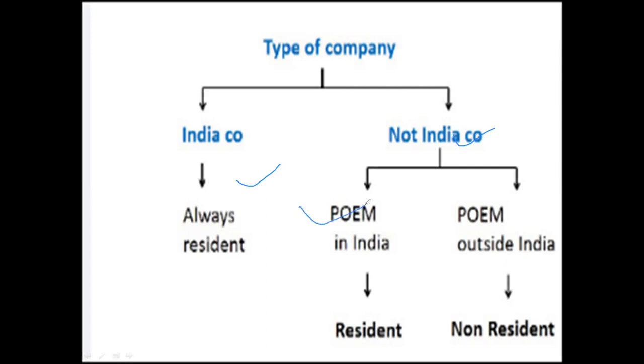What is POEM? POEM means place of effective management. Even if your company is established in a foreign country, but its effective management is in India, then it is treated as resident. The place of effective management is where the company is managed.